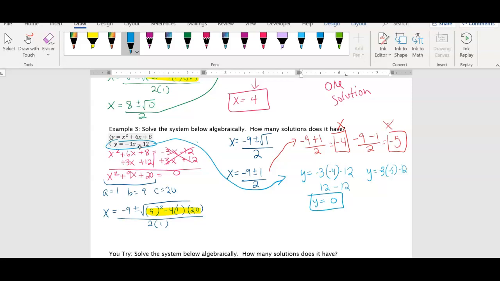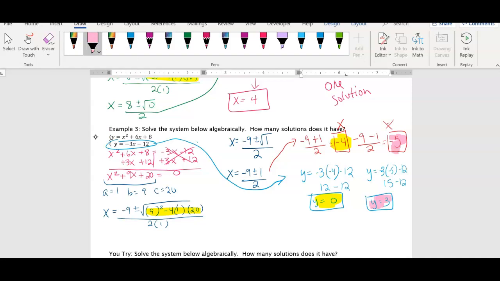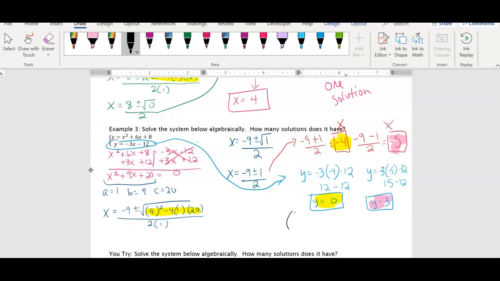And then negative 3 times negative 5 is 15 minus 12. 15 minus 12 is 3. So I have my matches right here, this negative 4 and the y equals 0. And then my other two that are matching, negative 5 and 3. So I can write my final answer. Negative 4, 0, and negative 5, 3.